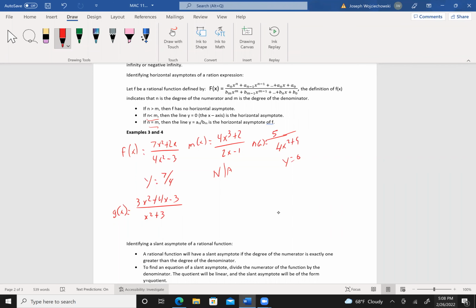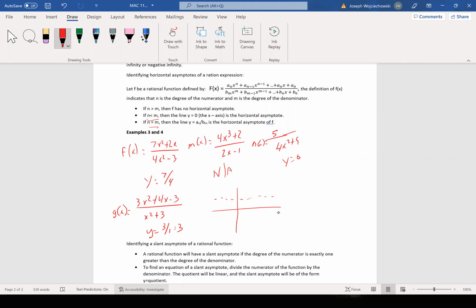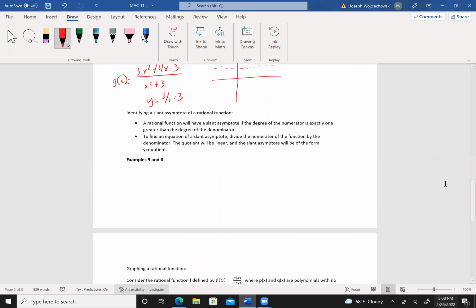So what is our asymptote? Our degree of the numerator is equal to the degree of the denominator. So a over b. Y equals 3 over 1. So y equals 3. So this is what I'm looking at here. At 3, I have a horizontal asymptote.